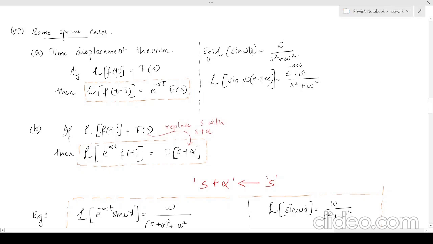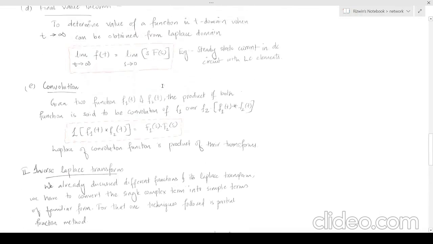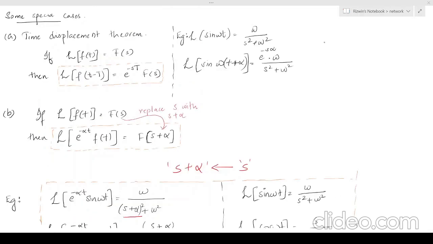Now I am applying a time delay of alpha, as shown, and the Laplace transform of sin omega t, which is given here, is multiplied by the factor e raised to minus alpha s, and this is how it is changed. So this is called the time displacement theorem.